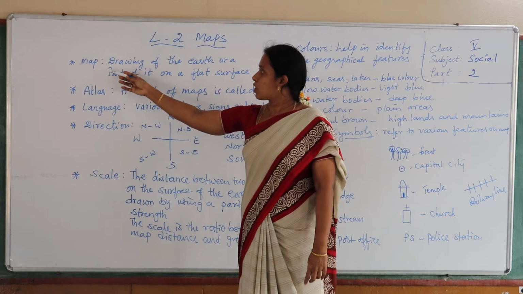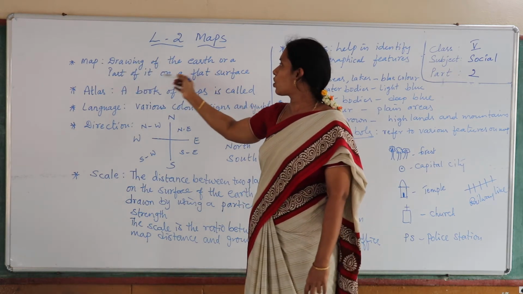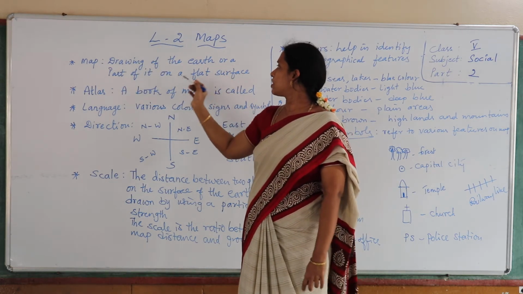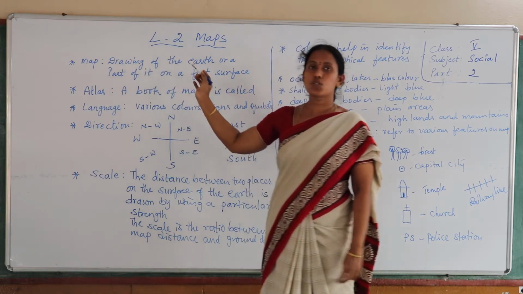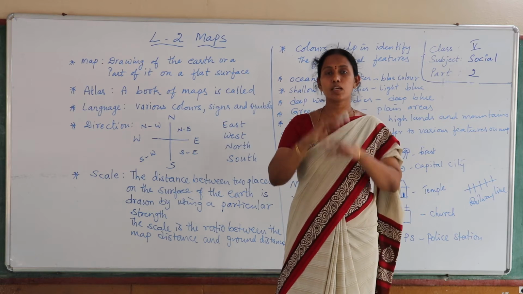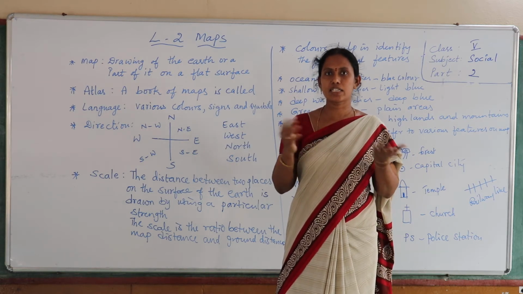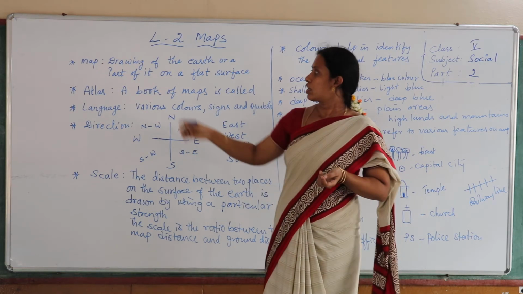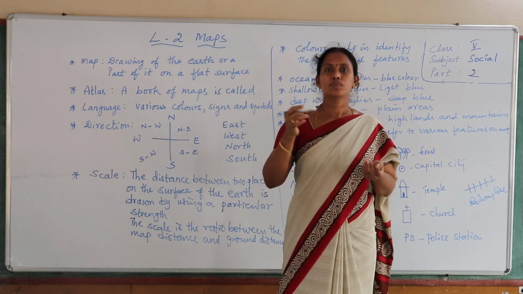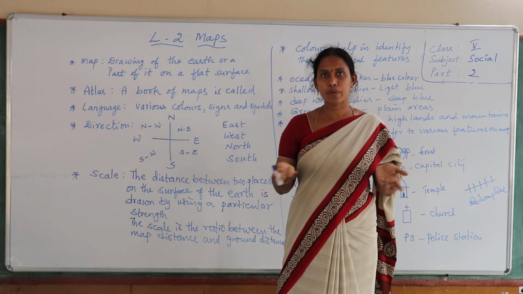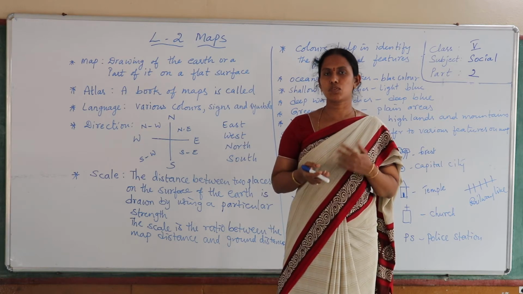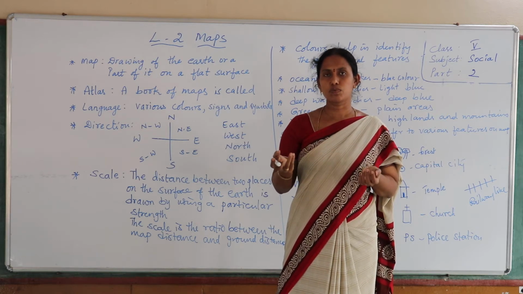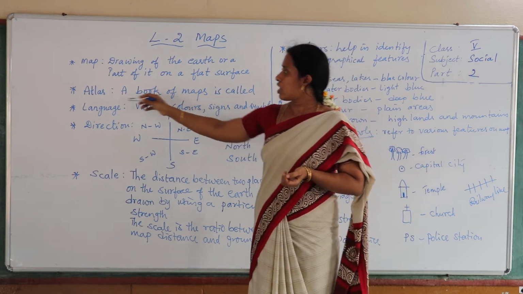First, what is a map? A drawing of the earth or a part of it on a flat surface. A map is a drawing of the earth or a part of it on a flat surface. So these maps are useful for us to locate the places, to identify the places on the earth wherever we want to go.